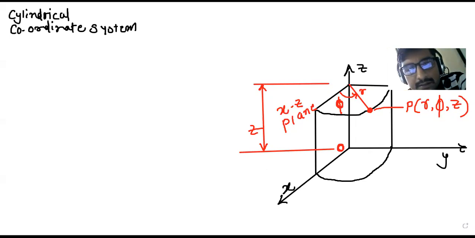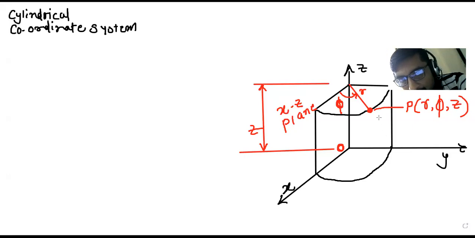The next is unit vectors, similar to the unit vectors that we have seen in the rectangular coordinate system, that is a bar x, a bar y, a bar z. Similar to that, we have unit vectors for the cylindrical coordinate system also, and these are a bar r, a bar phi, and a bar z. So how can you draw those unit vectors here?